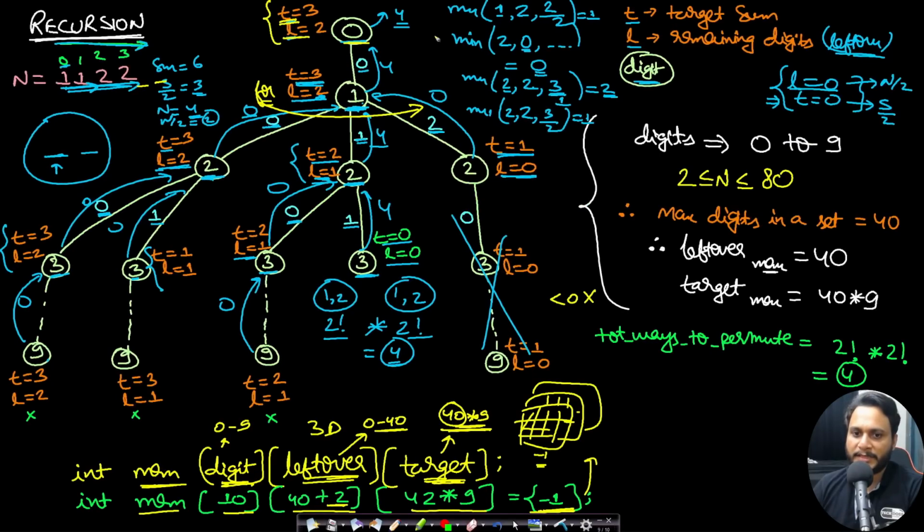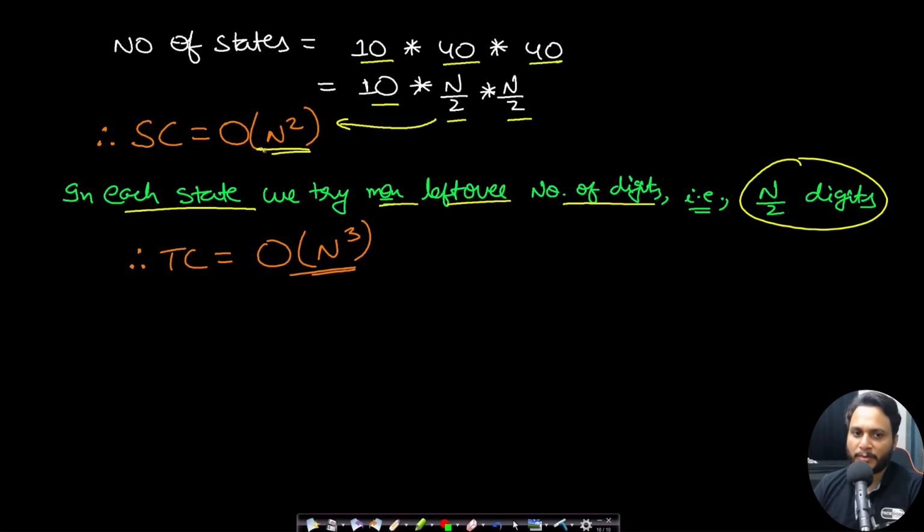The depth of this entire tree cannot be more than 10. It will always be less than or equal to 10, because there are only 10 digits. But the branching of it will be of size n by 2 in the worst case scenario. And we have to run a for loop. So if you have to run an n by 2 size for loop for all the subproblems, where the total number of subproblems are n square, then don't you think the time complexity is going to be n cube? It will always be true, right?